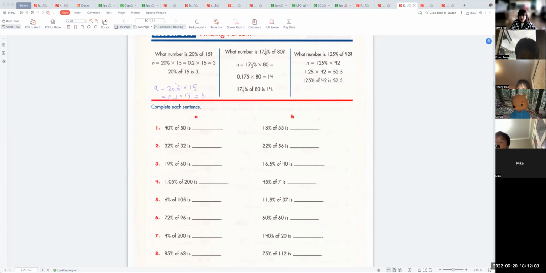Okay, so what number is 17.5% of 80? So again, it is 17.5% times 80. So how do we do this? It's 0.175 times 80 equals 14. Okay, last one. What number is 125% of 42? So everybody, when you see percent, it's times, okay? So 1.25 times 42, which is 52.5. Okay, understand? So now how about we do 1, 3, 5, 7, and 8?